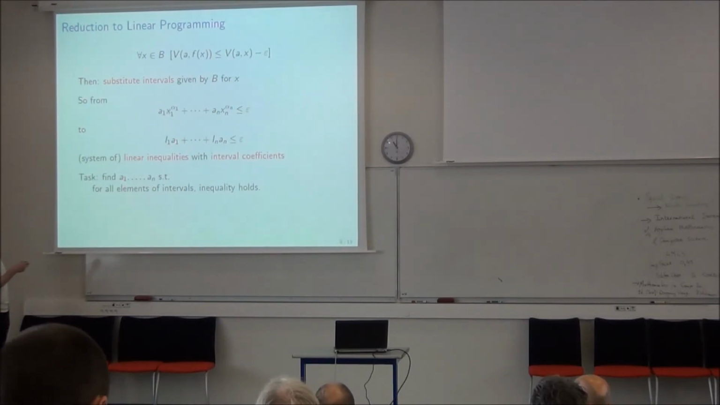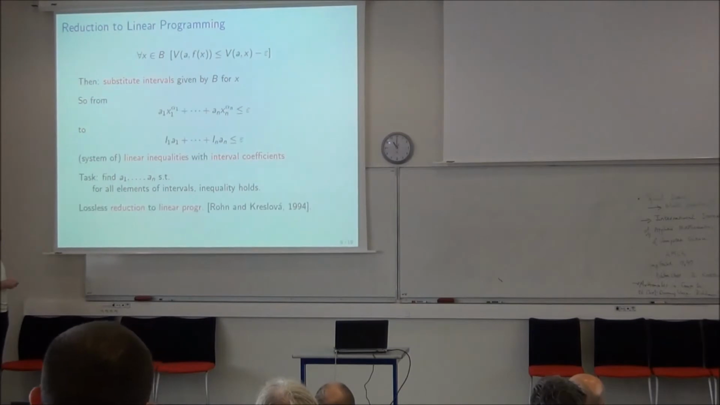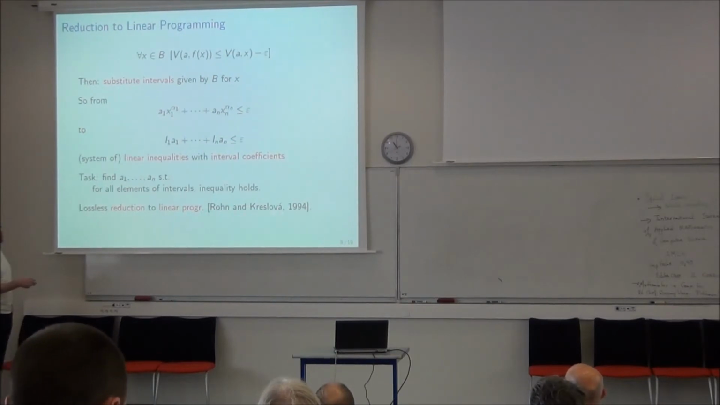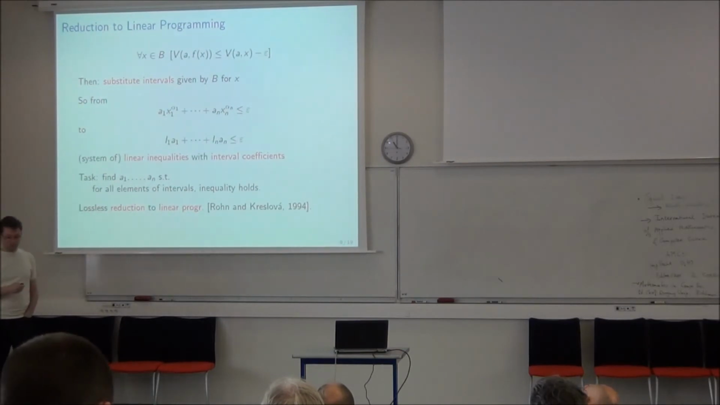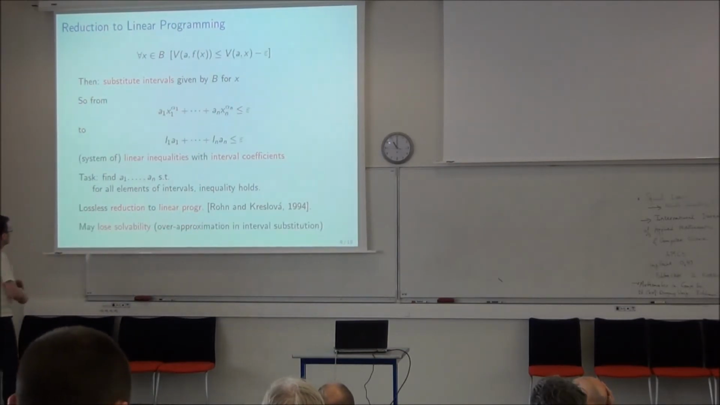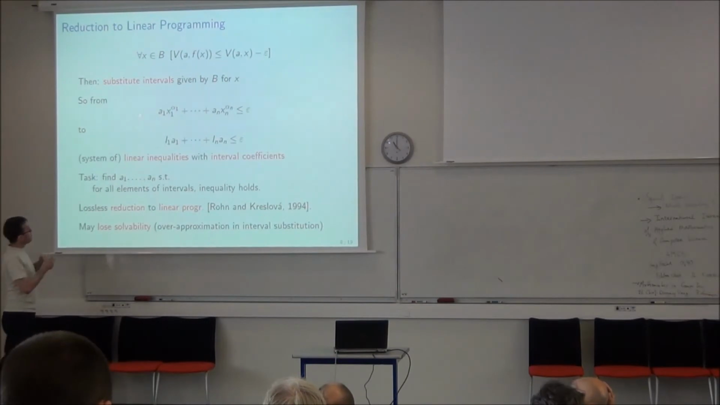We want to find parameters such that this holds, such that for all elements of the intervals the inequality holds. And this can be done. There are algorithms for this, and they are lossless. So there's an algorithm by Krestova which can solve this. It reduces it to a linear programming problem, and it can solve it. But in the whole process, we might have lost solvability.